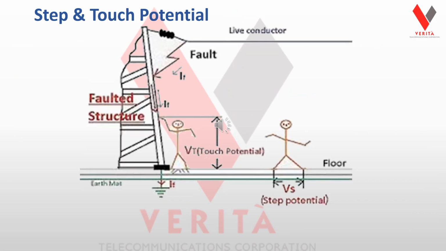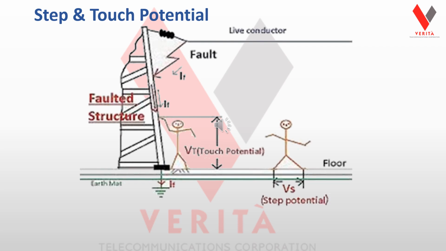Let's talk about step and touch potential. We can see that this high tension power tower has a fault. So in one case, you can see that it's going to ground. Well, that ground becomes energized.